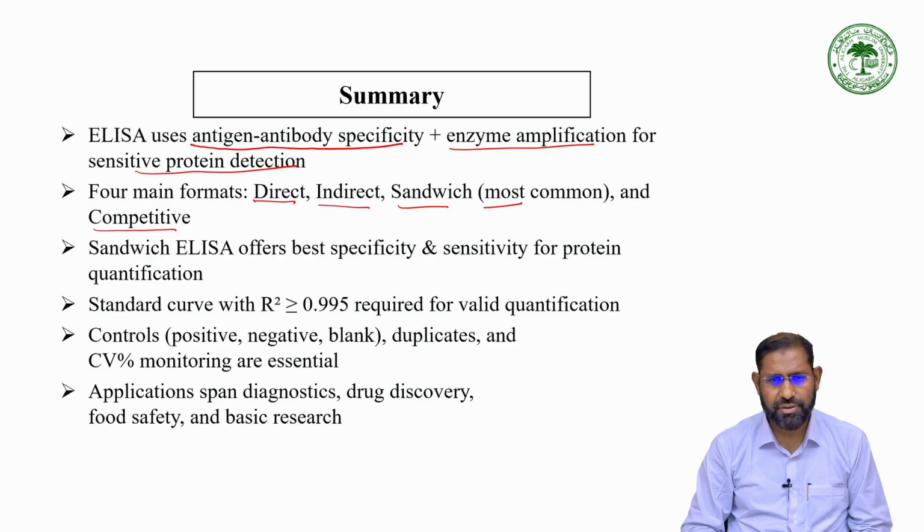And a standard curve with R squared greater than or equal to 0.99 is required for valid quantification. And we have three controls: we use positive, negative, and the blank. Then we run duplicates, and CV percentage monitoring is very important and essential. Applications are in diagnosis, drug discovery, food safety, and basic research. So there is very multiple importance for this ELISA.